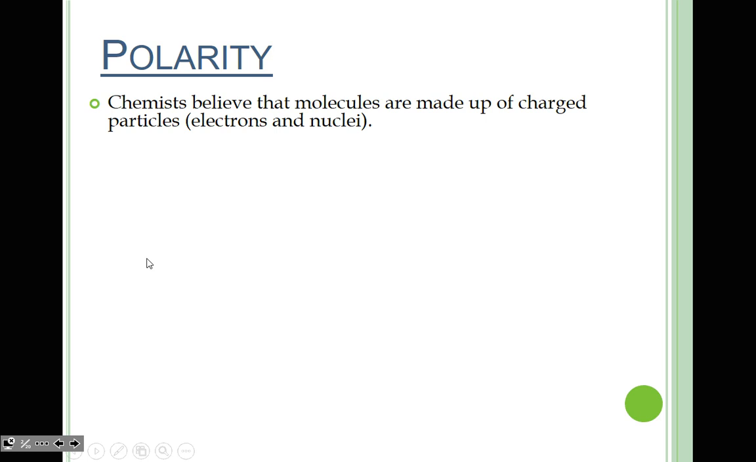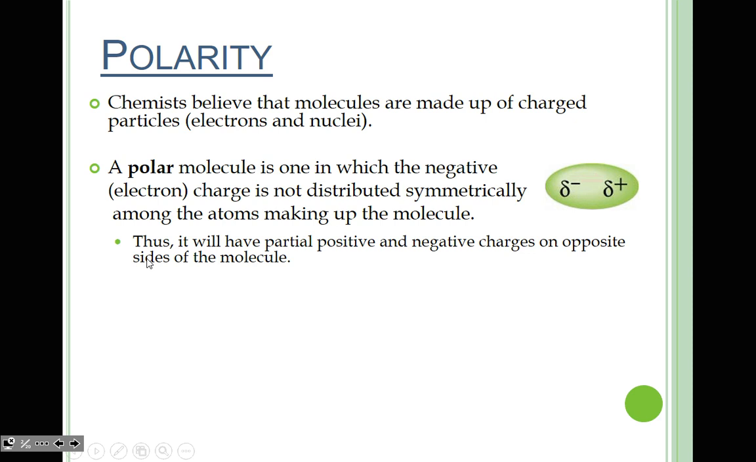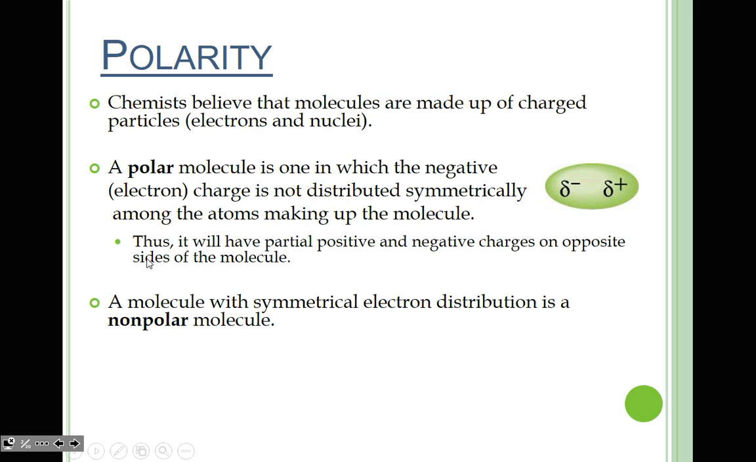However, those electrons found in the valence shell, the very last shell, those valence electrons, they tend to move around. They can move depending on EN numbers. So a polar molecule is one in which the negative electron charge is not distributed symmetrically among the atoms making up the molecule. Thus, it will have partial positive and negative charges on opposite sides of the molecule. And a molecule with symmetrical electron distribution is called a nonpolar molecule.